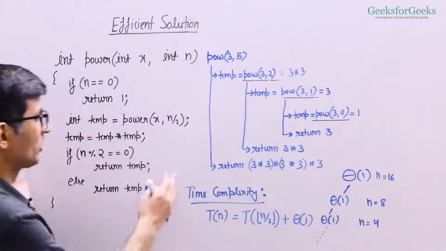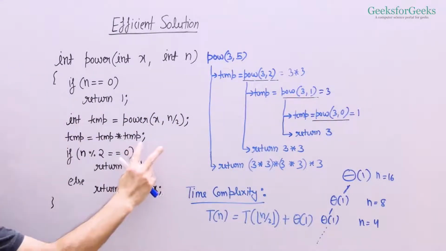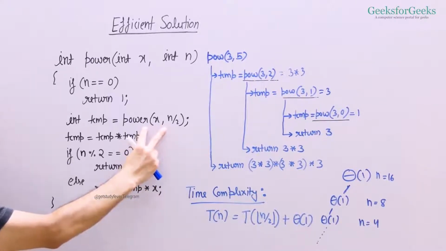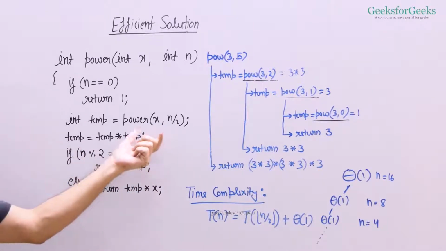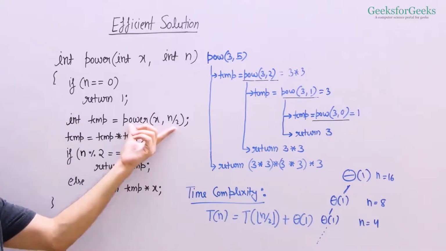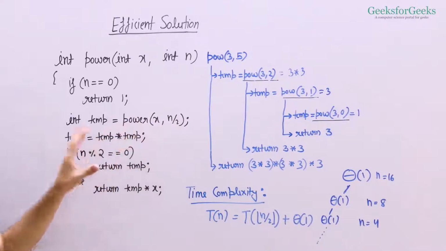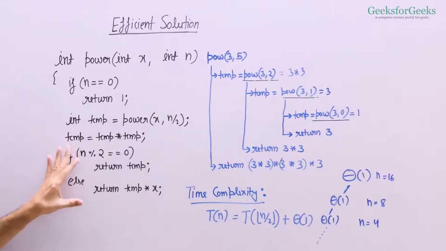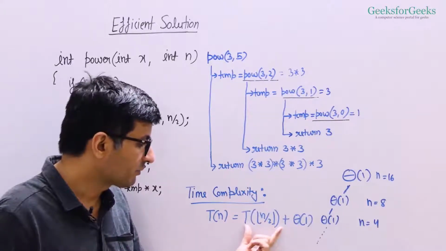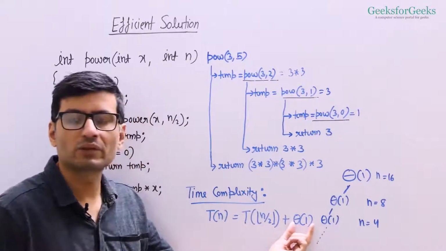See, if you take a closer look at this implementation, we are making a recursive call for n by 2, right? Or you can say floor of n by 2, because if it's odd, then we call for n minus 1 by 2, right? So we make a call for n by 2 and then we do some constant amount of work. All this work is constant. So we can write the time complexity as T(n) equal to T(floor(n/2)) plus theta 1 for constant.